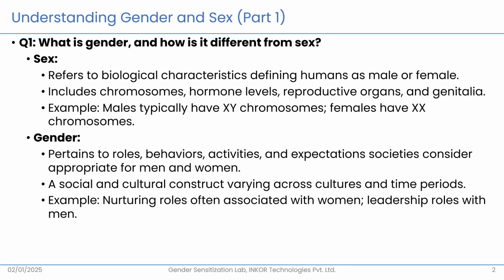When we talk about gender and sex, many people think they are the same, but they are actually quite different. Sex refers to the biological differences between males and females. These differences include things like chromosomes, hormones, and reproductive organs. For example, males typically have XY chromosomes, and females have XX chromosomes. Gender, on the other hand, is about roles, behaviors, and expectations that society assigns to people based on their sex. It is not biologically determined, but is shaped by culture, traditions, and social norms.